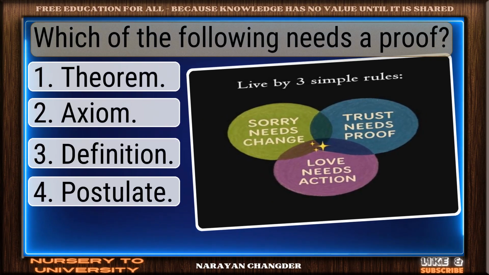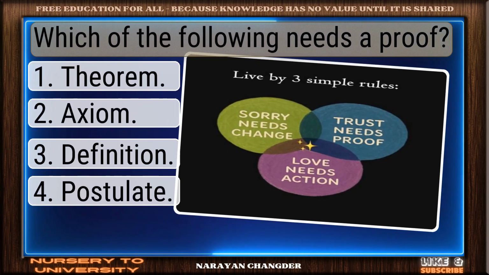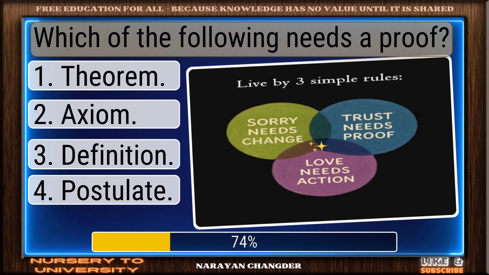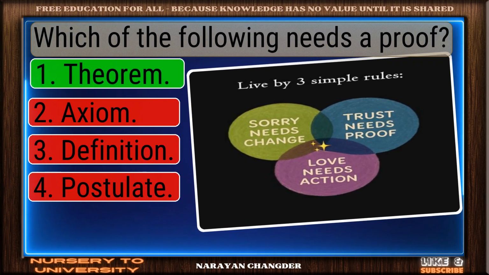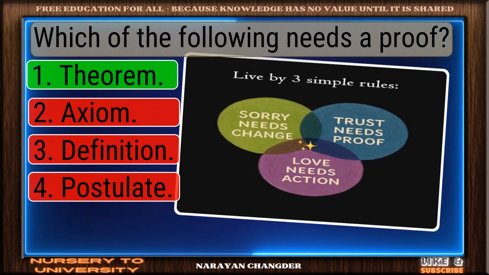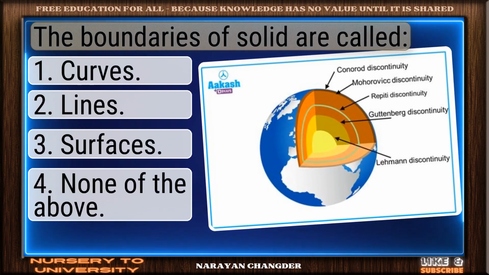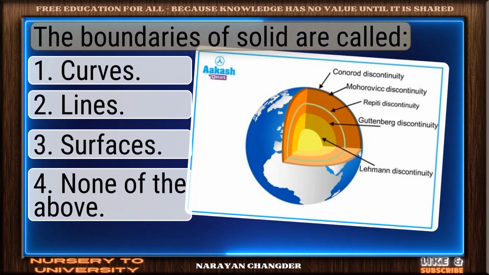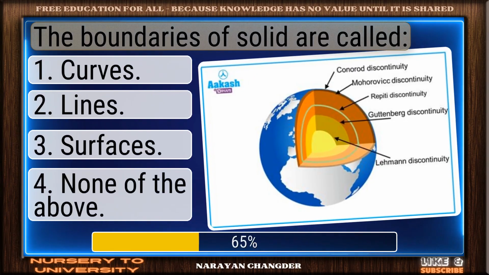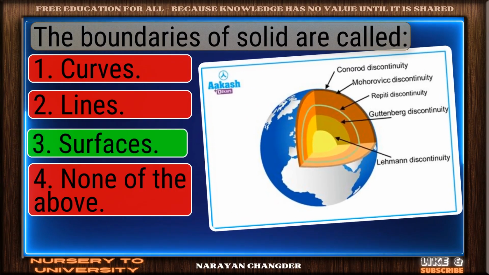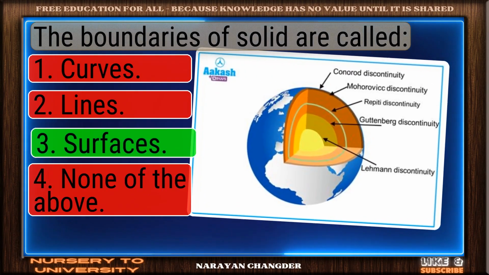Question number 41. Which of the following needs a proof? On track. Theorem is the correct answer. Question number 42. The boundaries of solid are called? Strong choice. Surfaces is the right answer.